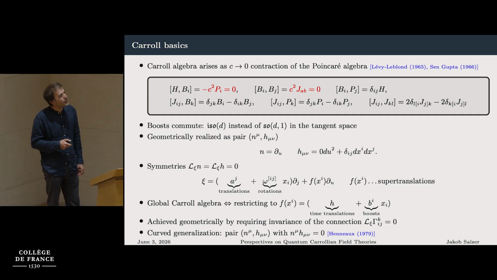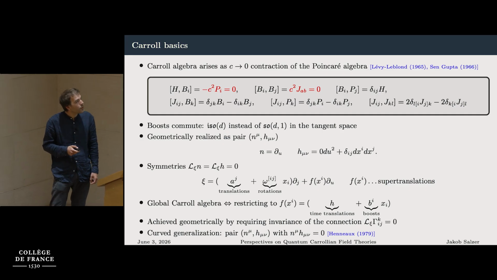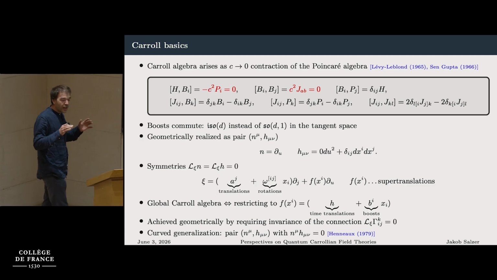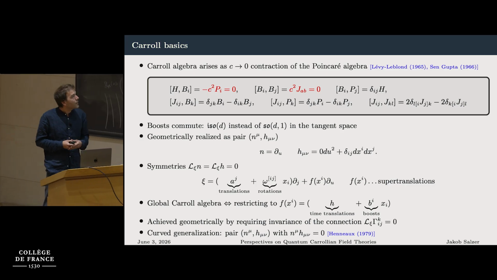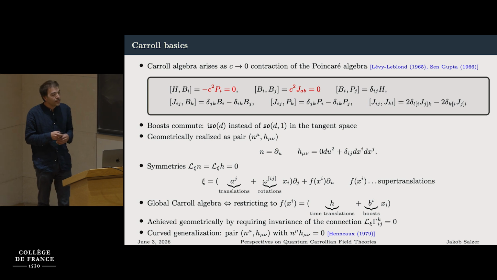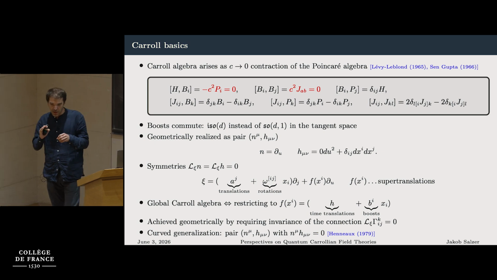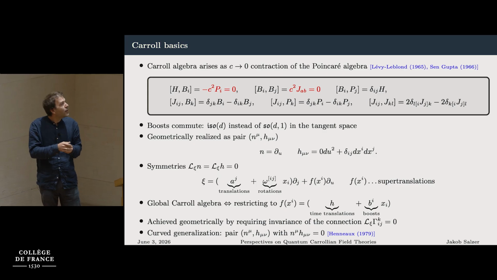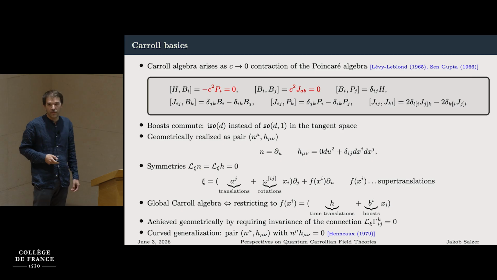Sorry, this is a typo here, of course. But boosts also commute with each other. The rest of the algebra stays the same. Now, what does this mean? This means that in the tangent space of every point, you don't have the Lorentz algebra acting, you don't have an SO(d,1), but instead, since boosts commute with each other, you have an ISO(d).